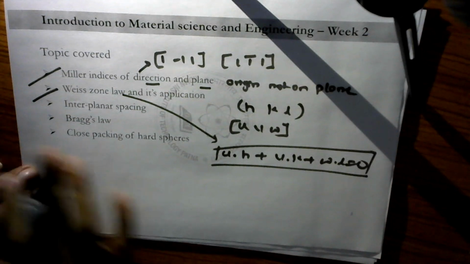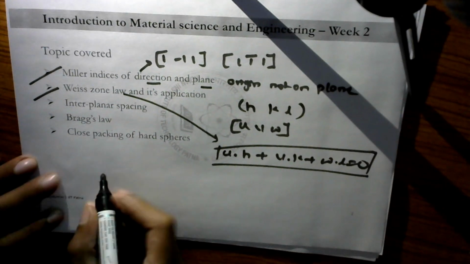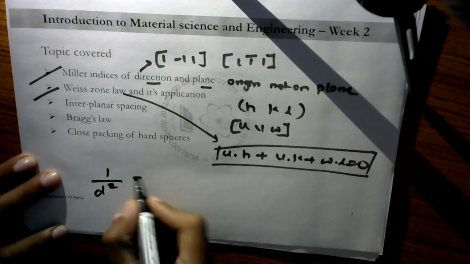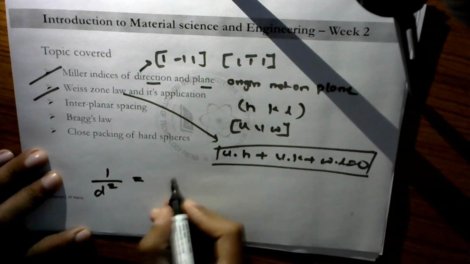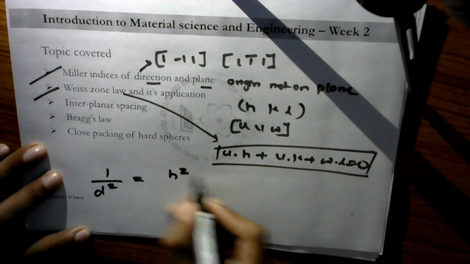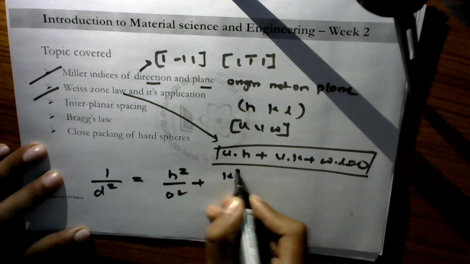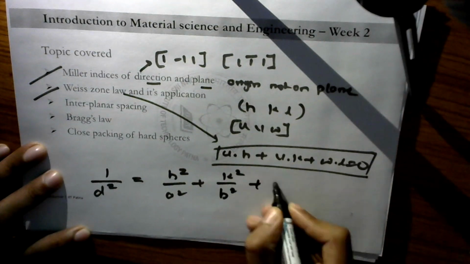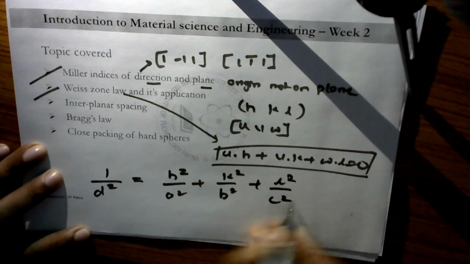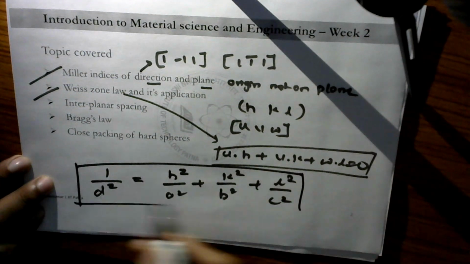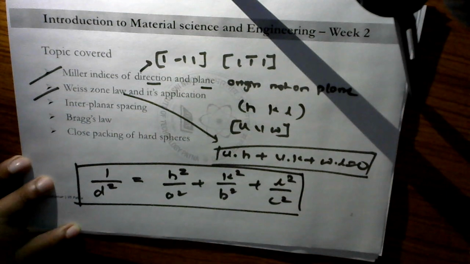Then next we learned about the interplanar spacing, and for the orthorhombic crystal system we saw that it can be written as 1 over d square equals h square over a square plus k square over b square plus l square over c square. This is for the orthorhombic. We know that a, b and c are different.